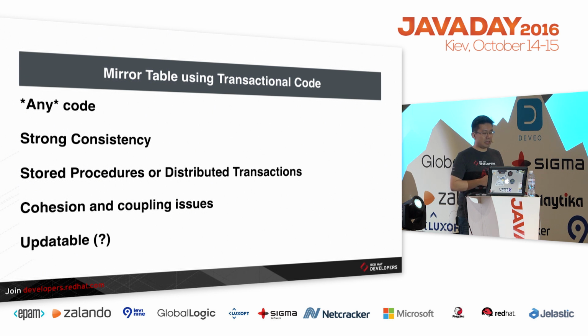Other scenario is mirror table using transactional code. And when I say transactional code, it can be any code. You could be using stored procedures. You can be using distributed transactions using JTA. It depends on your support. It can be an external source. If you have any kind of distributed transaction protocol, XA and two-phase commit, you can use this kind of code.